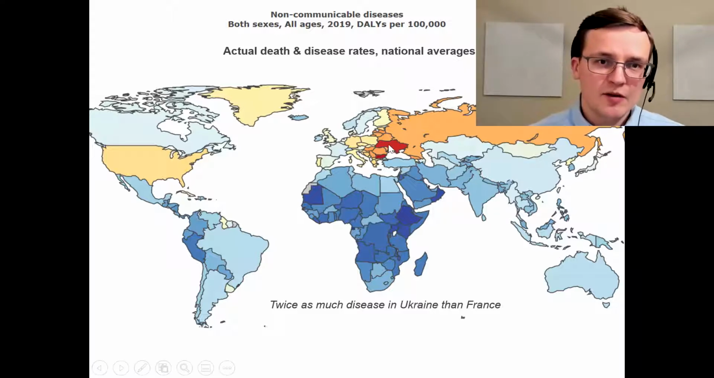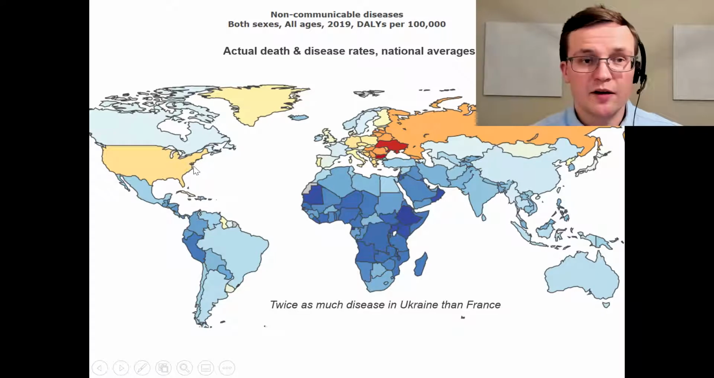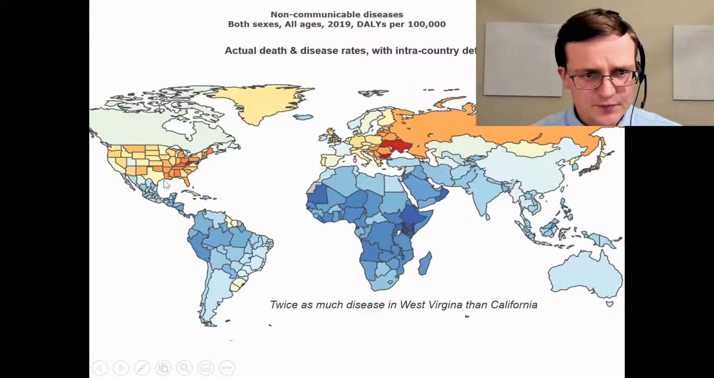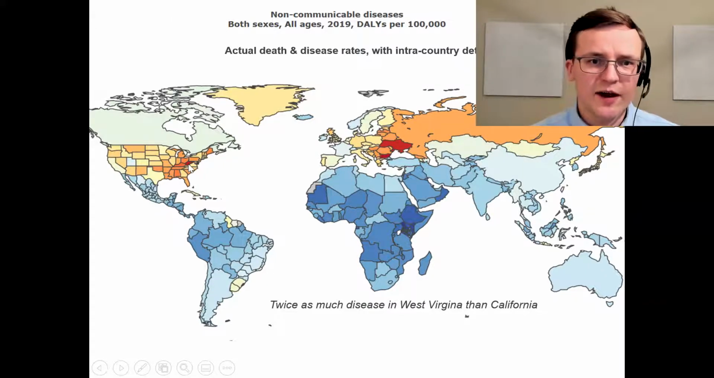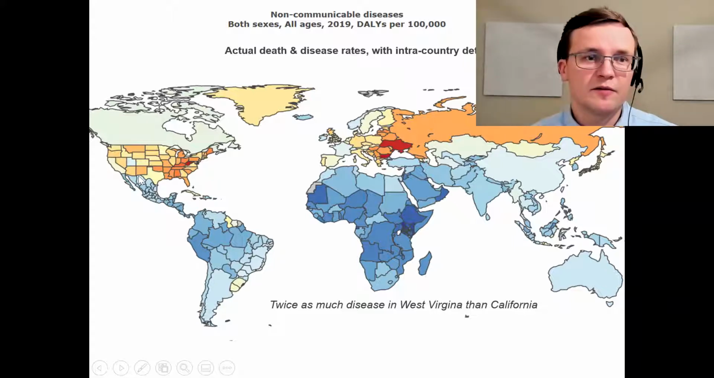So we can see that just numerically, if you look at the data, there's about twice as much NCD burden in countries like Ukraine compared to France. But more interesting is when you look within a country such as the United States and you break it down into its underlying states, you find that places that are very red, such as West Virginia, also have twice as much NCD burden compared to very good places like California.